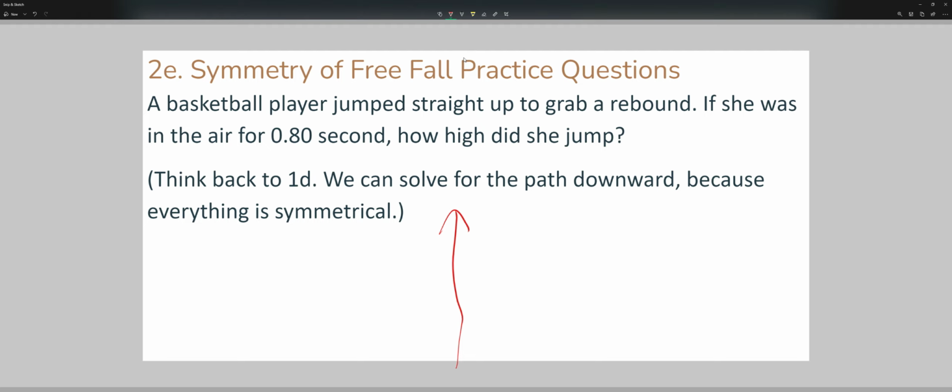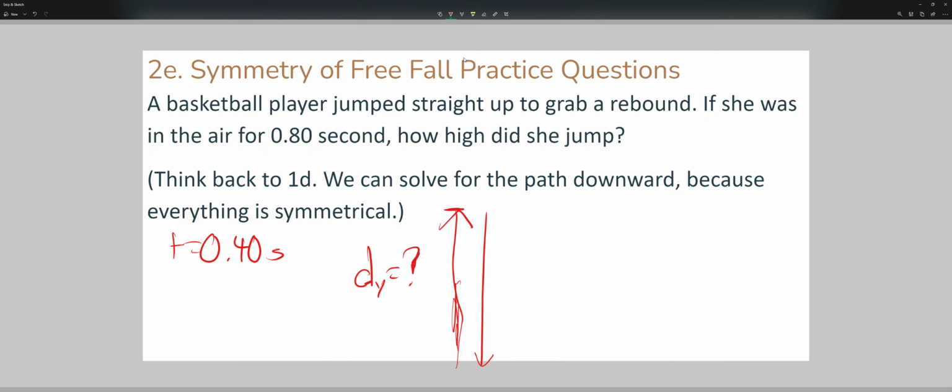Now, here's the thing. You're looking for how high she jumps, so essentially you're looking for either her path upward or her path downward. You're looking for half of it. So dy is half of her path. If the total time she spends in the air is 0.8 seconds, she not only goes up but also comes back down in that entire time. That means her time up to her max height is half of her total time. Her time up to her max height is 0.4 seconds.